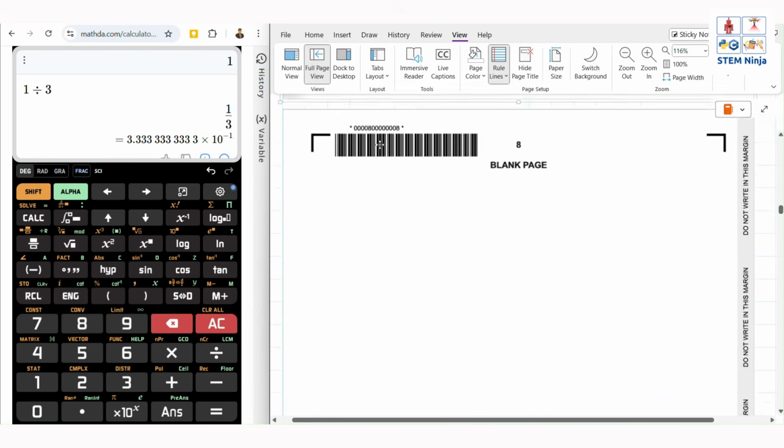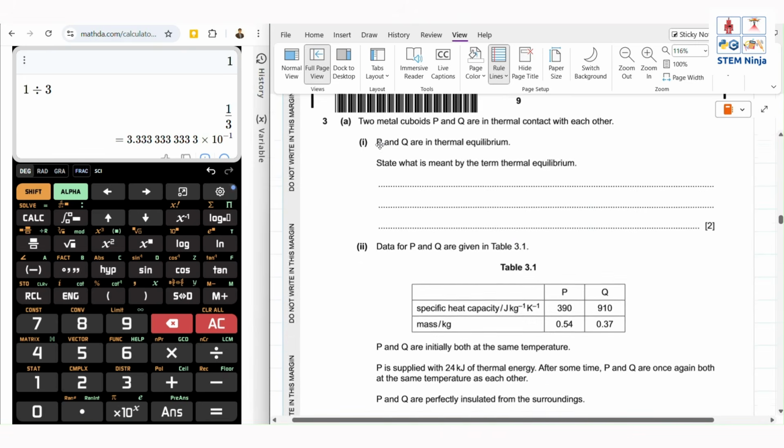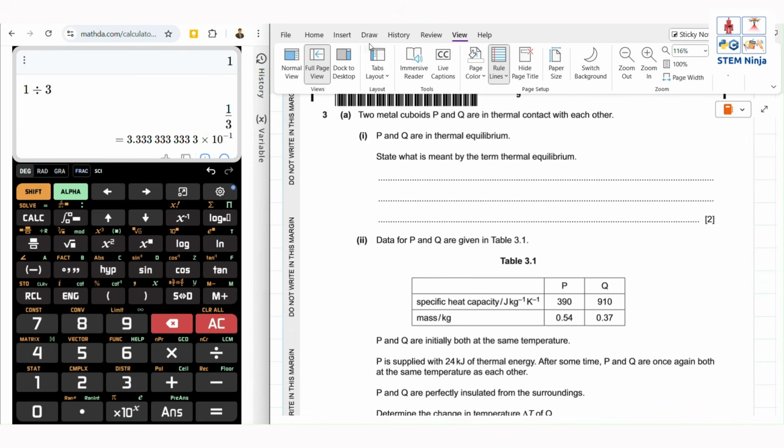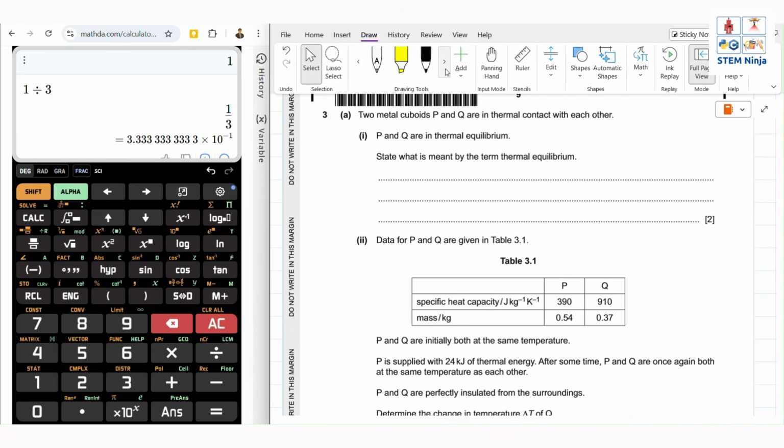Okay, moving on. Question number 3. Two metal cuboids P and Q are in thermal contact with each other. P and Q are in thermal equilibrium. State what is meant by the term thermal equilibrium. Thermal equilibrium means that there is no more net transfer of heat or thermal energy.